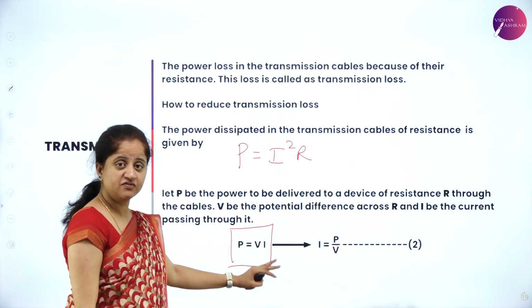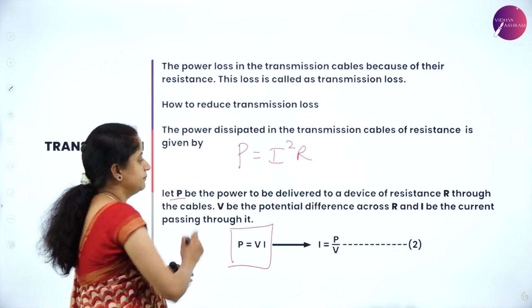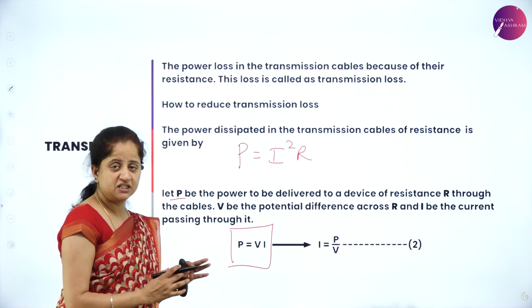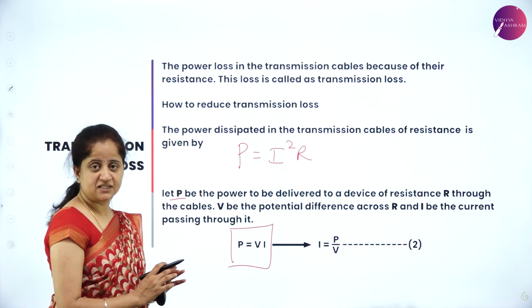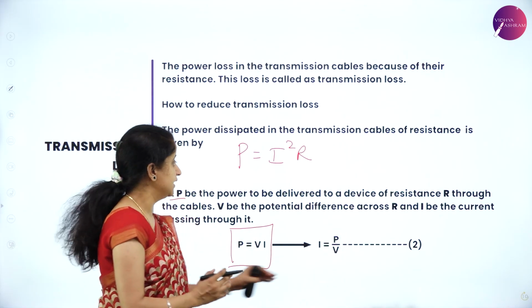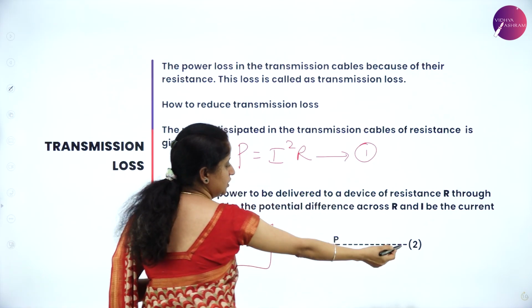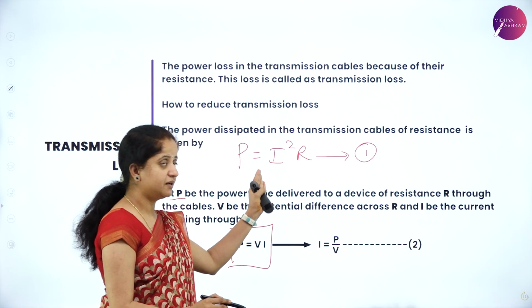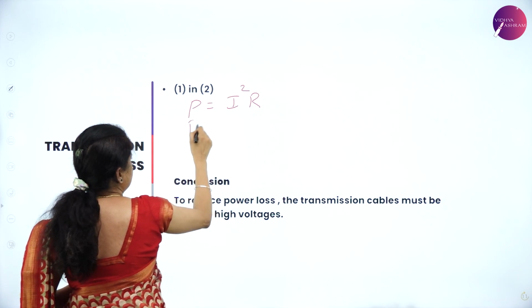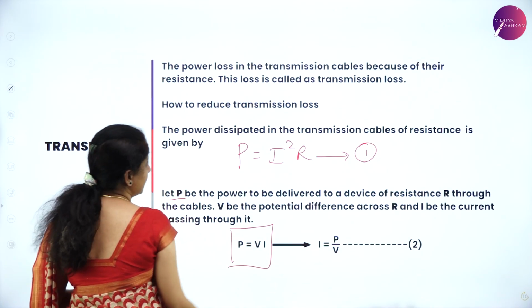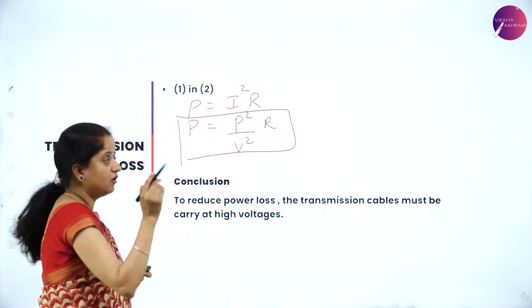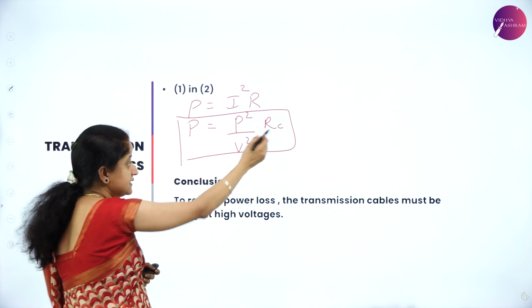But what is this P? What is this V? What is this I? We have considered P to be the power that has to be delivered to a device of resistance R, having the potential difference V, and I the current passing through it. Then we know P is equal to V into I, and from this we can write I is equal to P divided by V. So this is my equation 1 and this is my equation 2. Let us now substitute the value of I in the expression P is equal to I square R. I is nothing but P divided by V, and we get P square by V square into R. We can also write it as R C, that is, the resistance of the cable.